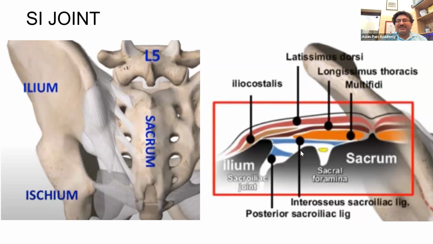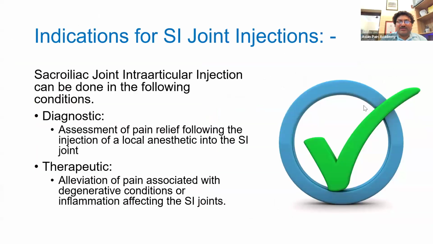Now, to see this joint, we have to go from the posterior superior iliac spine. We have to go slightly down. Usually, just below the posterior superior iliac spine at this level, we see the S2 foramina, and this is the level of the picture seen in the cross-sectional view at the level of the S2 foramina.